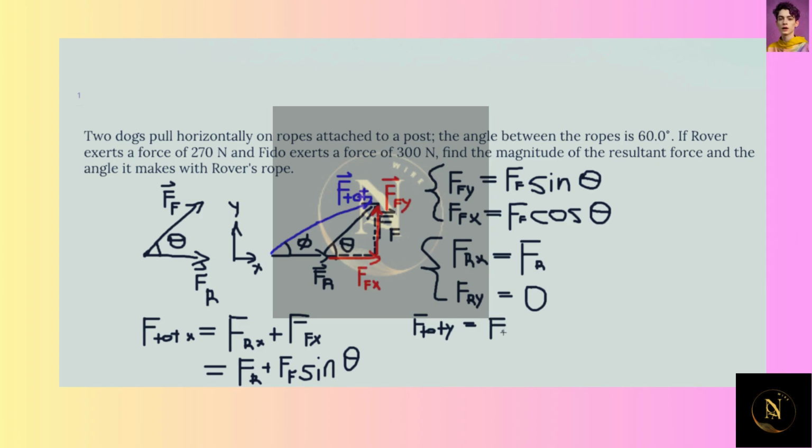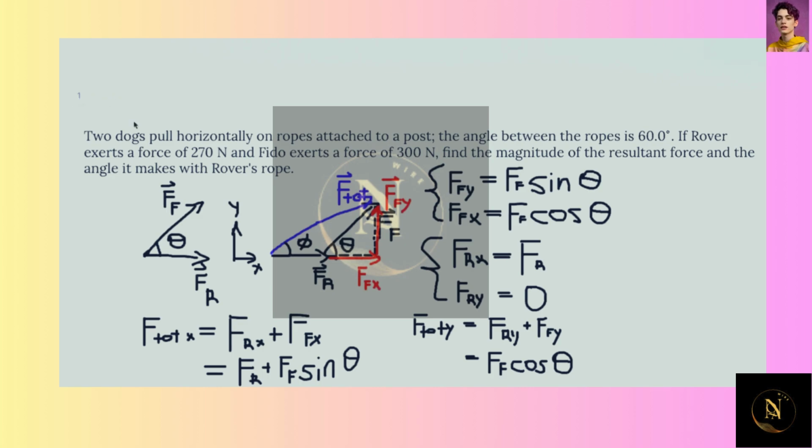And that's going to give us Rover's y direction plus Fido's y direction. And then remember earlier we said that Rover's contribution is 0, so we're only going to get the Fido component, which is the cosine. Great, so we are running out of space. So we're going to add a new slide soon, but just keep those two components in mind.